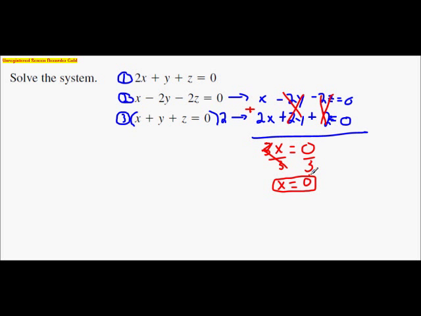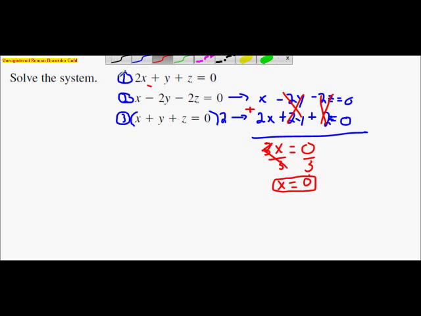Great. So what do I do now? This is kind of an interesting thing. We got just one variable, and we've used only 2 equations. This will happen to you. If you solve for a variable and you've only used 2 equations, it's a different process. You take that x value and plug it into two of the 3 equations. It doesn't matter which ones.